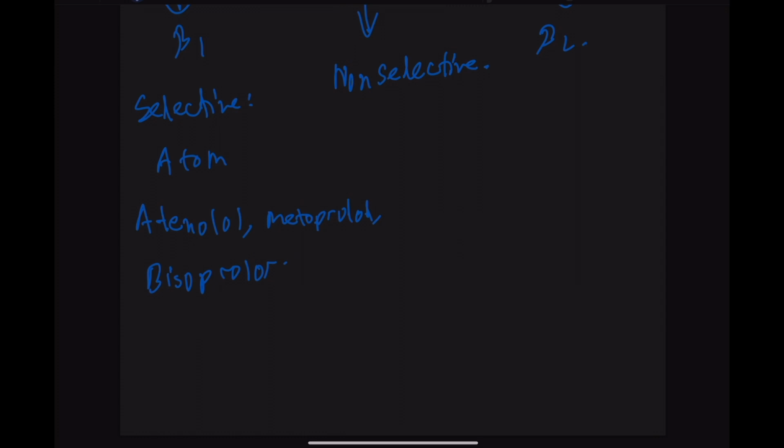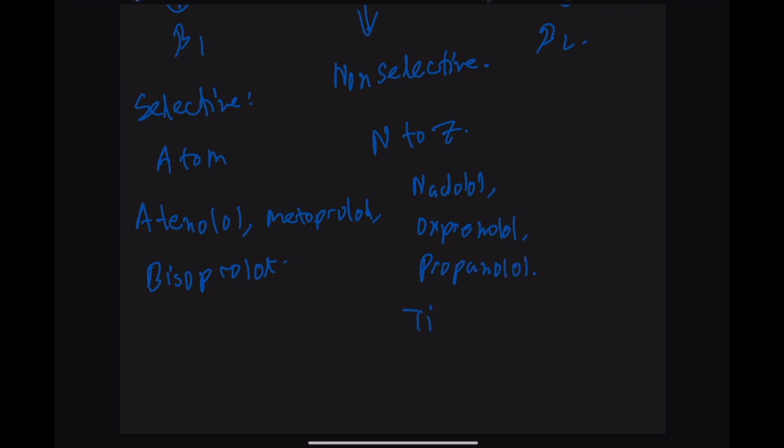and for non-selective beta adrenergic antagonists, we will remember that they are the drugs starting with the letters N to Z, like nadolol, oxprenolol, propranolol, timolol, are the non-selective beta adrenergic antagonists.